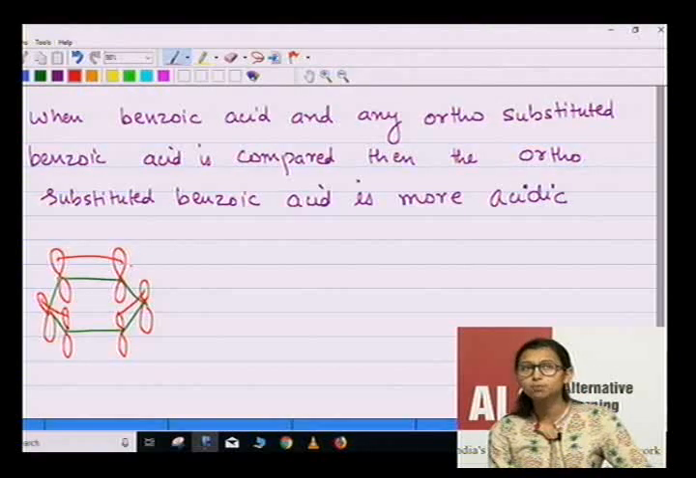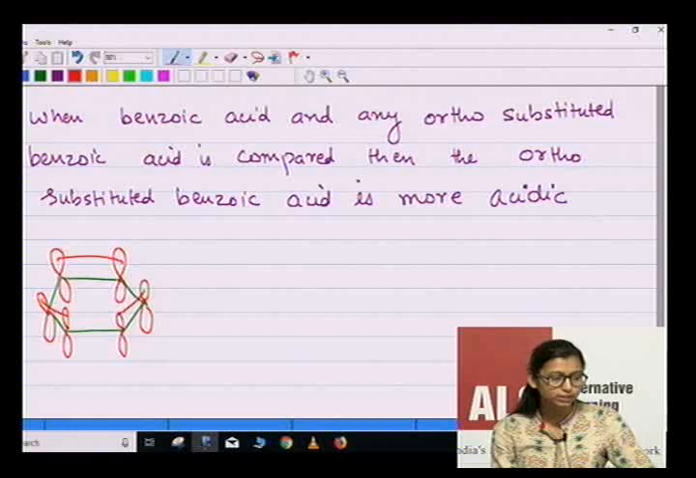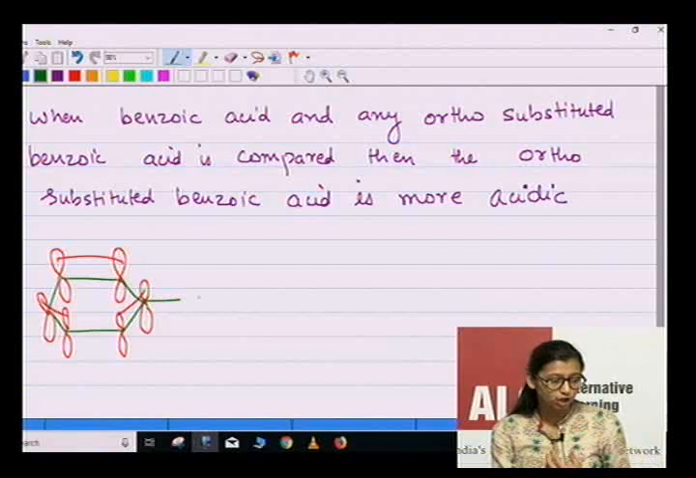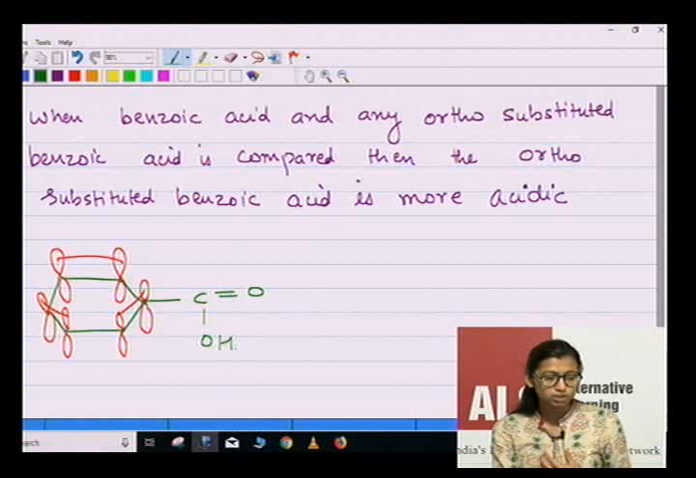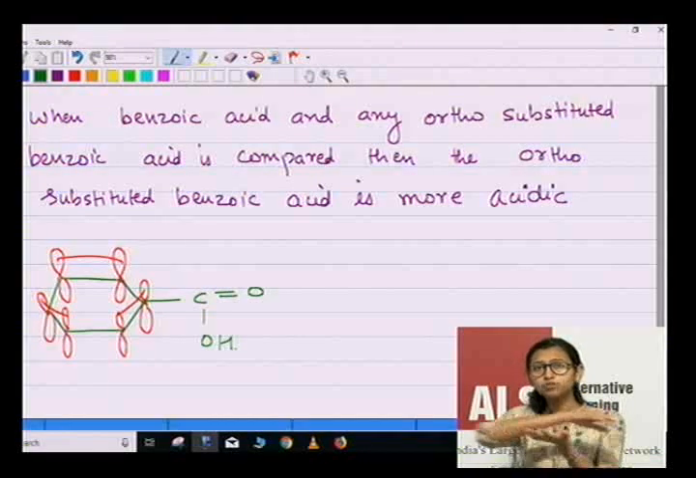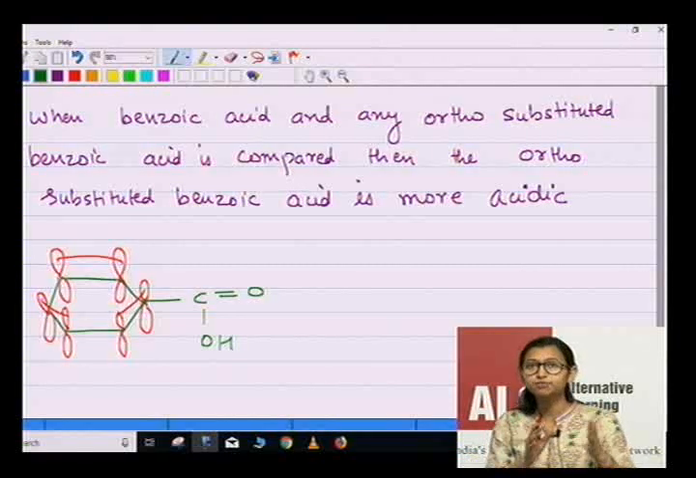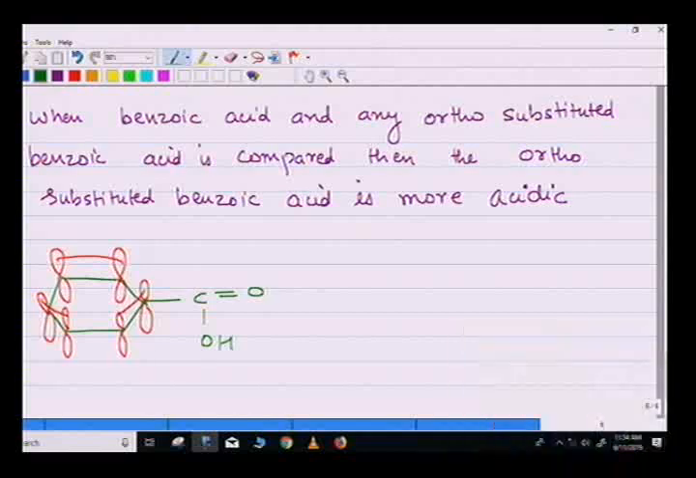This is the p orbital diagram of benzene. Okay, don't get confused. It's a p orbital diagram of benzene. Now if I want to extend it to benzoic acid, how will it look? I have the double bond like this and OH. I'm just telling you that all of the double bonded p orbitals are in one plane if we are considering benzoic acid, obviously.